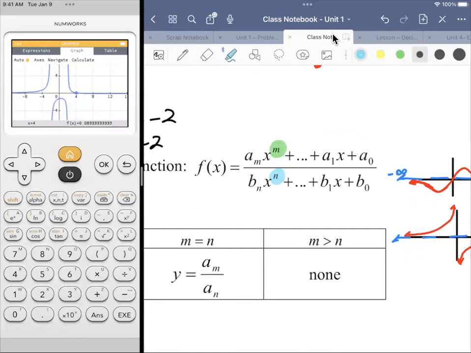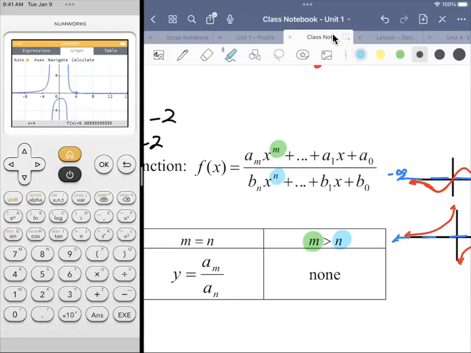Dictate. Dictate is the first word of the day. Dictate. Like I am going to dictate the notes to you today. I even gave you the sentence.